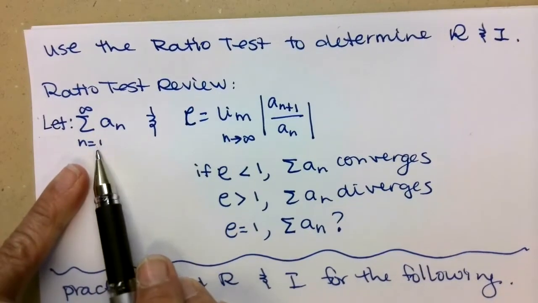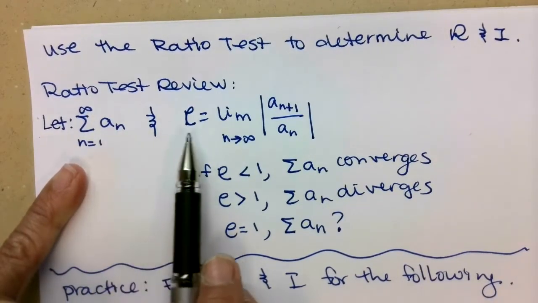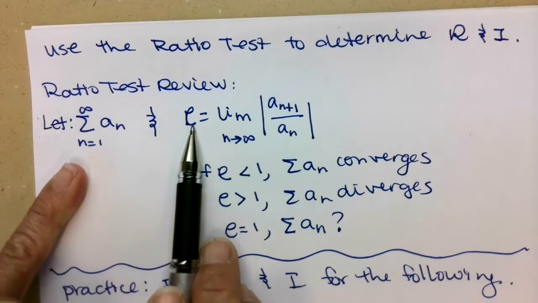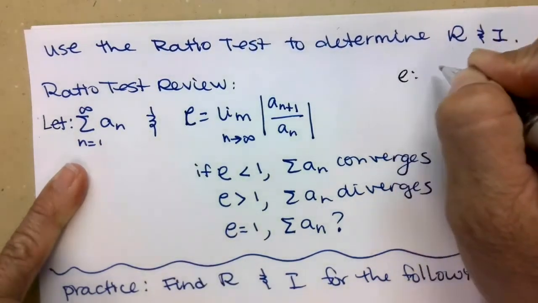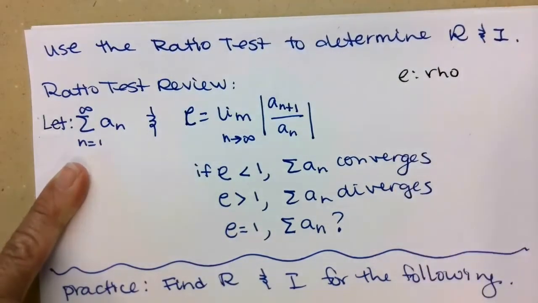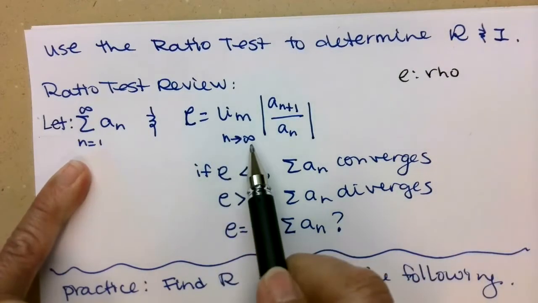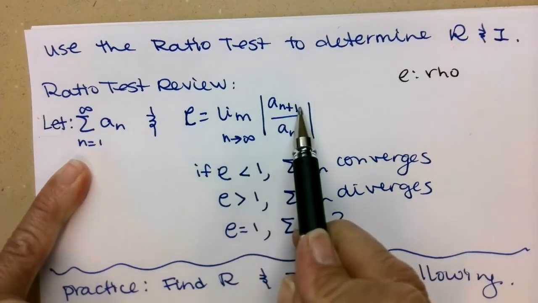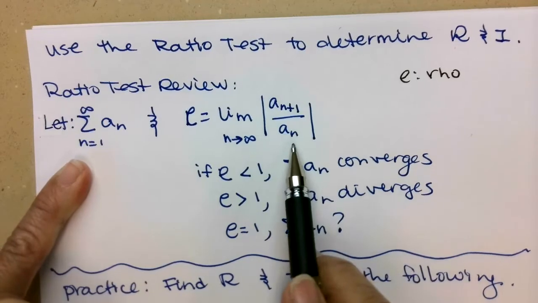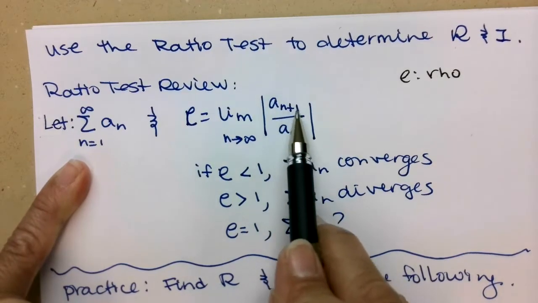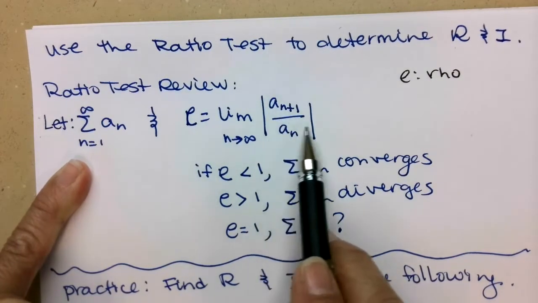I have my infinite series from 1 to infinity of a sub n. And we're going to let rho, so I'm going to use a rho now, this is my version of a rho. And so rho is the limit as n gets big of the n plus first term in your series over the nth term in your series, a sub n plus 1 divided by a sub n, absolute values.